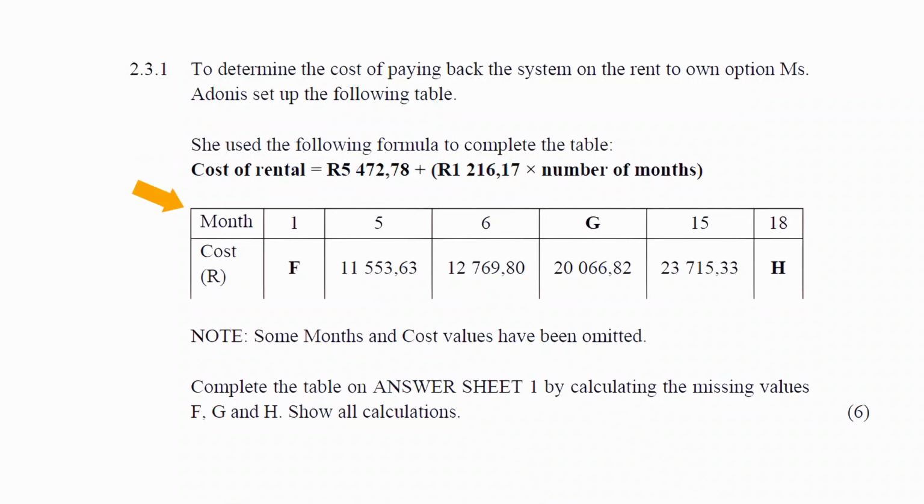We are given the table that lists the months in the first row and the cost of the corresponding month in the second row. There are three unknown values labeled F, G, and H. You have to complete the table on answer sheet 1 by calculating the missing values F, G, and H, showing all calculations.